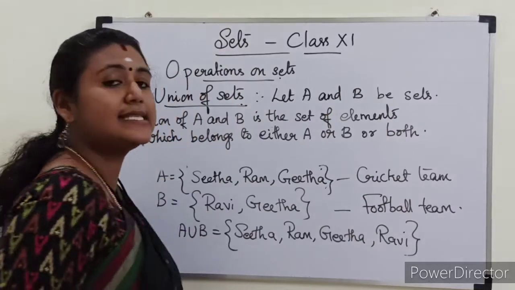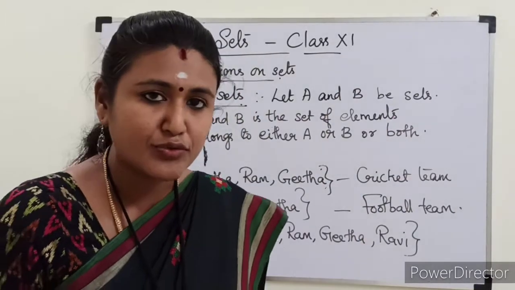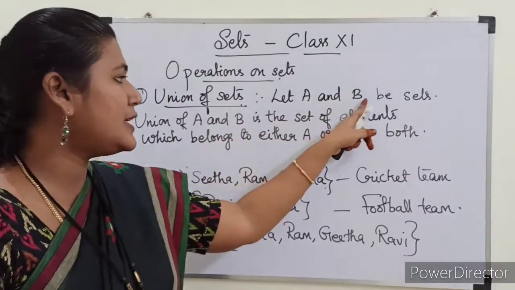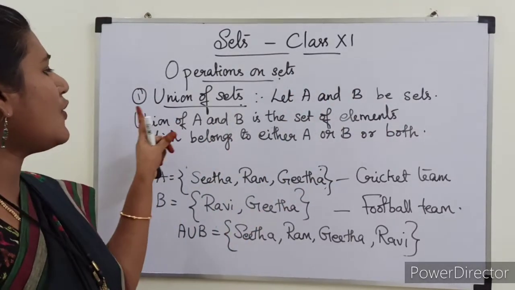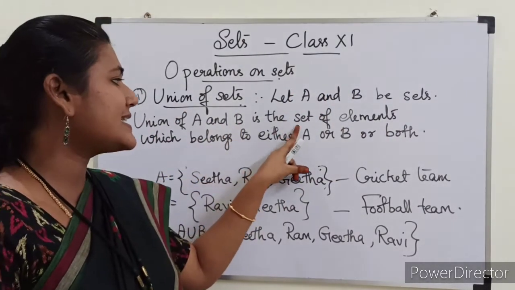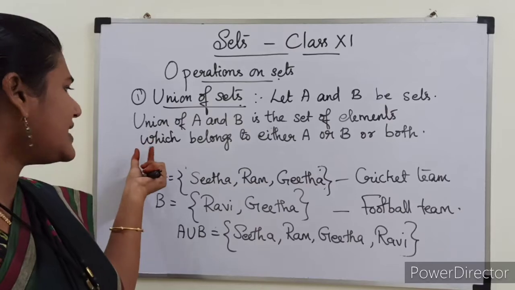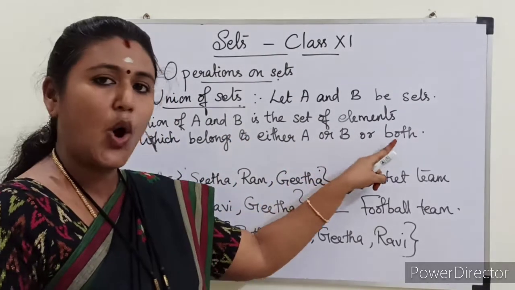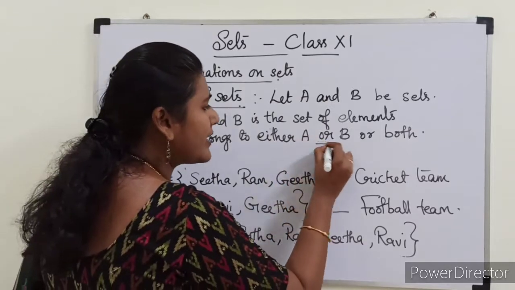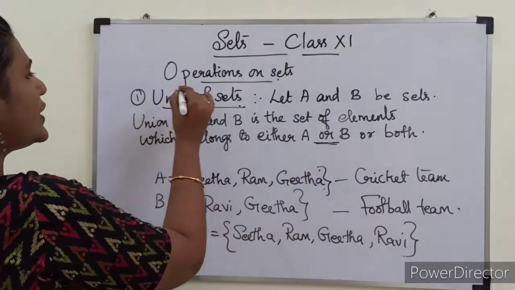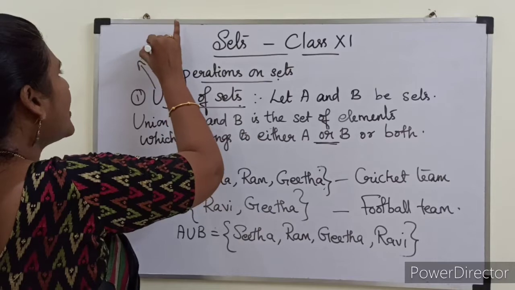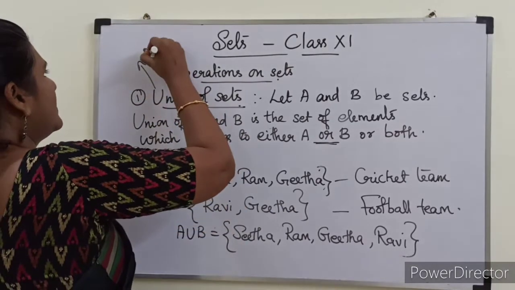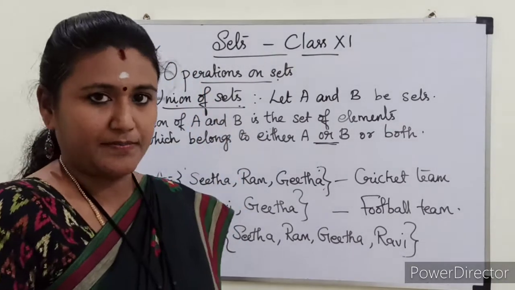So actually this is the meaning of union of two sets. Let A and B be two sets. Then the union of A and B is the set of all elements which belong to either A or B or both. This word "or" is very important. When you connect union, this word you should remember: or. This is very important here.